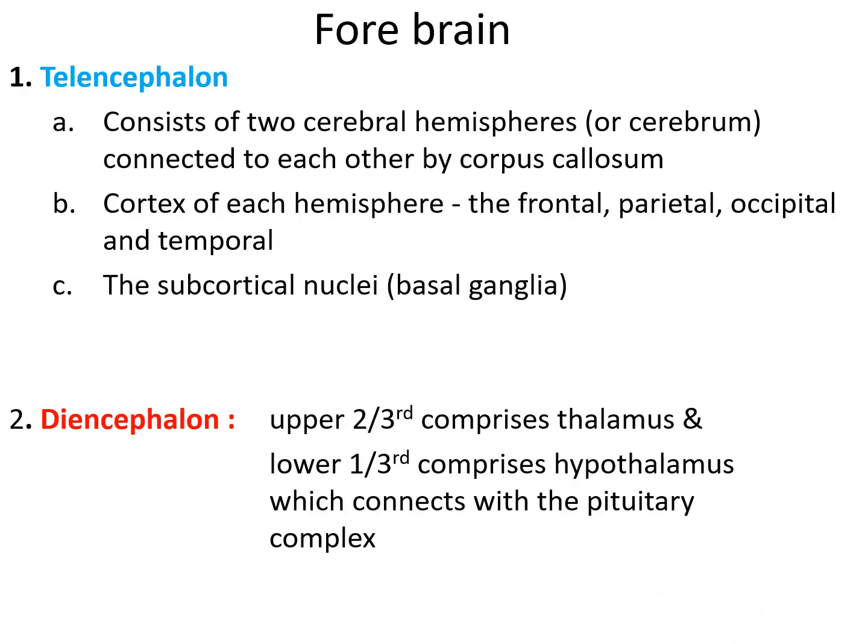Now the forebrain. Forebrain contains telencephalon. The parts of telencephalon are the cerebral hemispheres, and the hemisphere has four lobes, that is frontal, parietal, occipital and temporal lobes, and also the subcortical nuclei called basal ganglia. Forebrain also contains the diencephalon. Diencephalon parts are the upper 2/3 thalamus and the lower 1/3 hypothalamus.